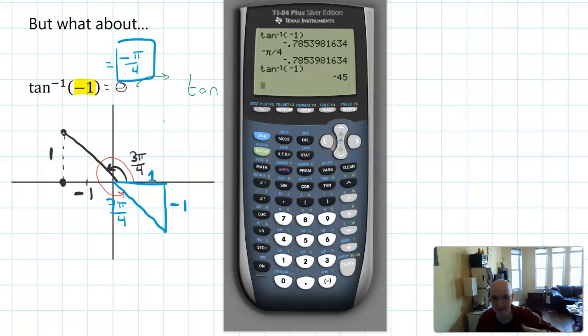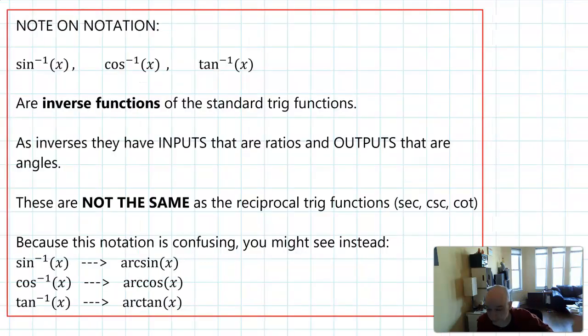And that's the main idea that we have to learn in this section: how are these things created, and how do they exist outside of quadrant 1, outside of triangles, in this coordinate geometry land that we're doing with trig? How does inverse trig work? So before we go any further, there's a really important note on notation here.